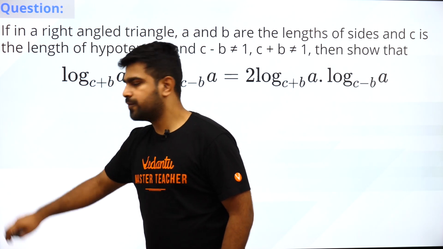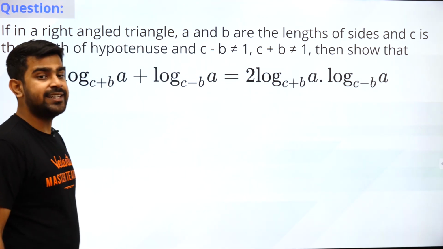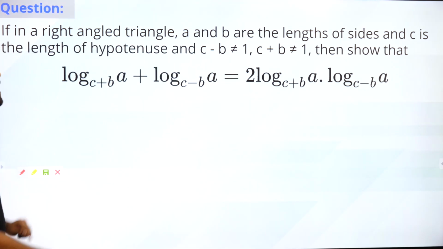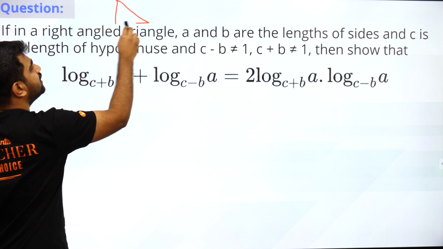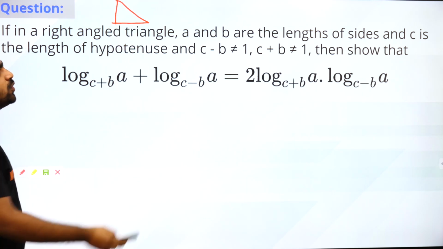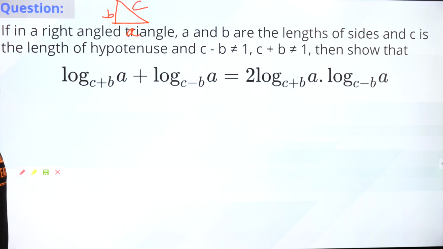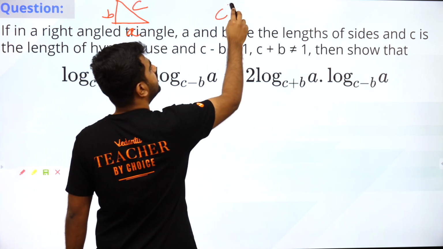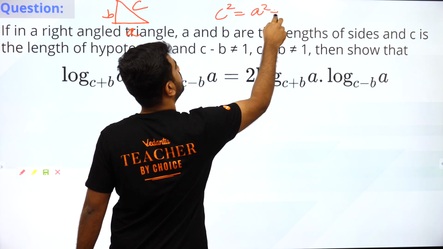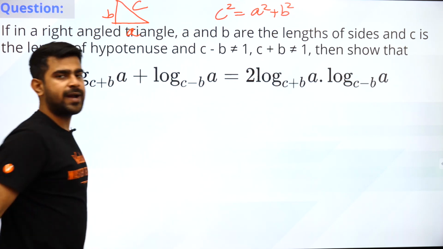Okay. So first I will read the question and interpret it. So first I have a right angle triangle. So let's say my right angle triangle is like this. What are the two sides? The two sides are A, B. So hypotenuse is C. So what is the relation I can write? I can say that C square is equal to A square plus B square. That comes from Pythagoras theorem.